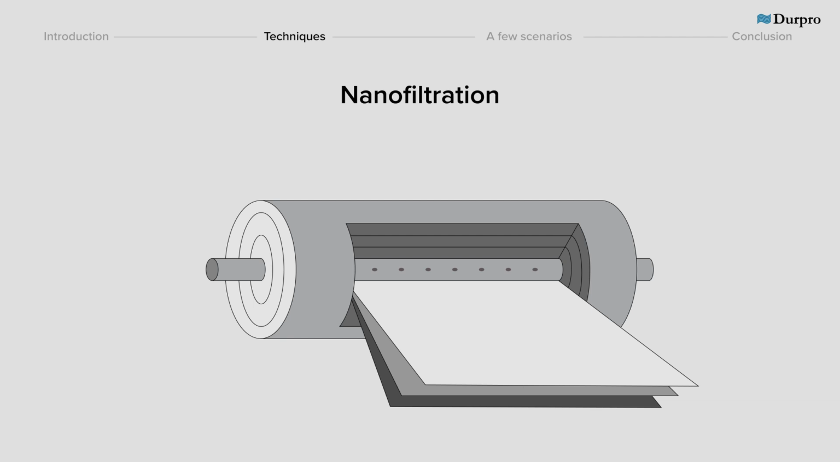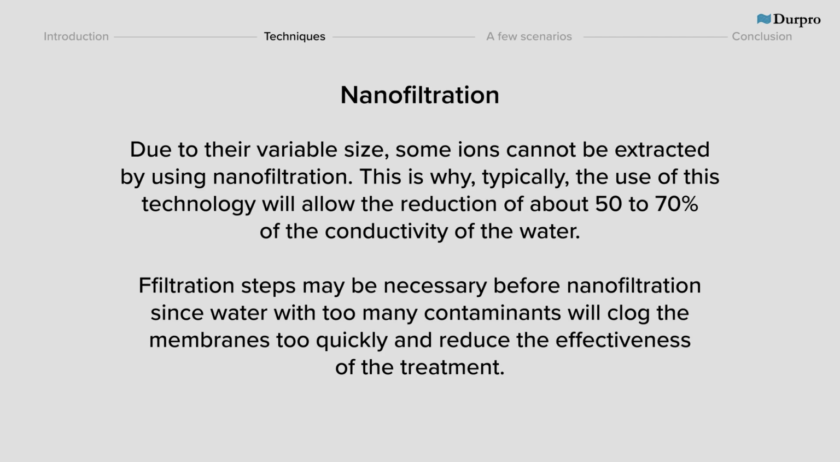Nanofiltration membranes have 0.001 micron pores, which allows these filters to remove bacteria, viruses, minerals, and even some salt ions. Without going into superficial details, nanofiltration requires a physical barrier and pressure to force water through the pores of the membrane to work. Nanofiltration will have an impact on conductivity since it has the ability to extract dissolved materials from the water. Due to their variable size, some ions cannot be extracted by using nanofiltration.